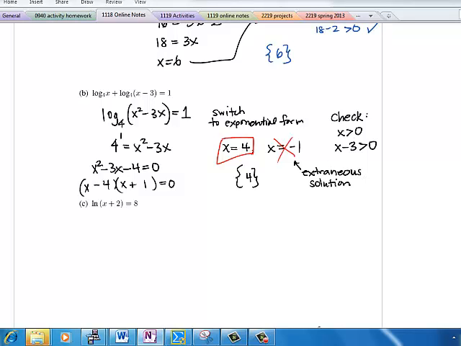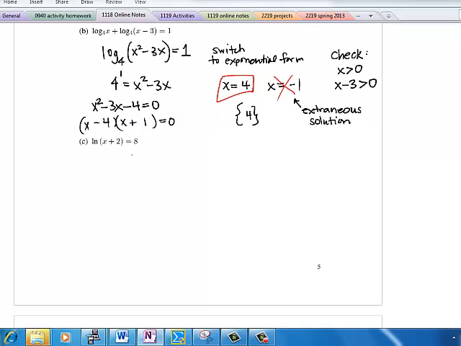All right, so then example C here, we have the logarithmic expression isolated right away, so we don't need to do any combining of logarithms or anything like that. So we'll switch to exponential form. The only tricky part is that here the base we know is e, so it's not written, but natural log is log base e, so e to the 8th is x plus 2. And then we're pretty much done. Subtract 2.